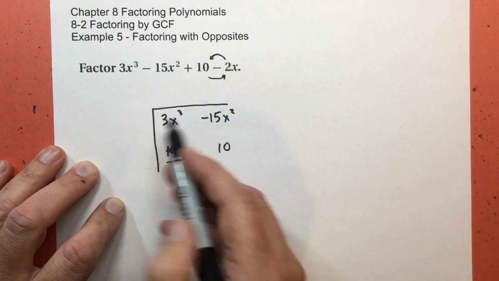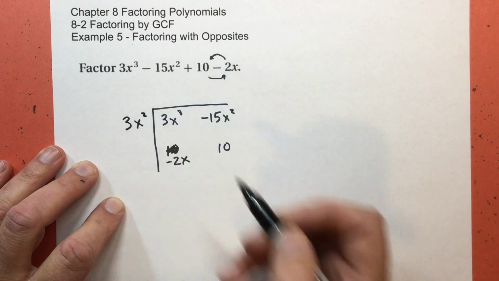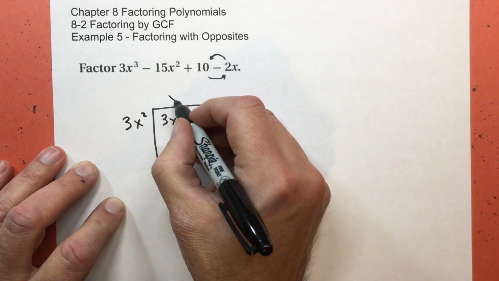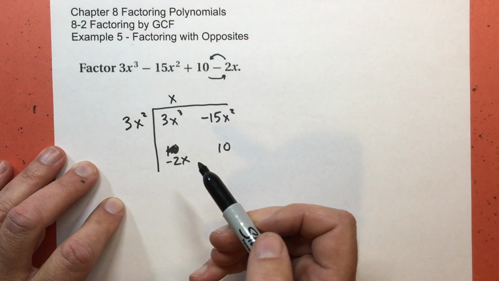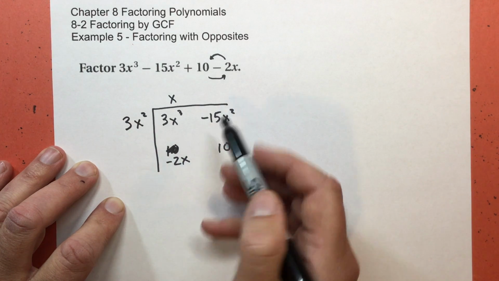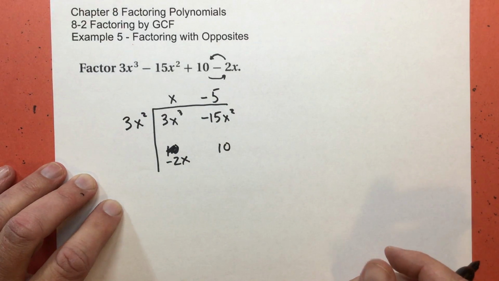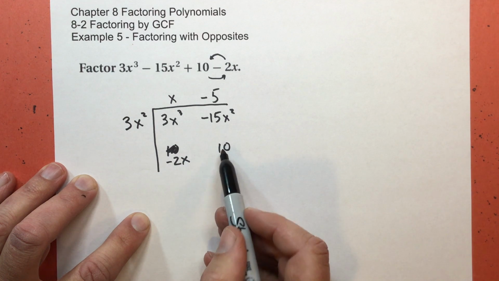So what do these two have in common? They both have a 3, and they both have x to the second power. What got left behind? The other x. 3x to the second power times another x is 3x to the third power. Over here, what got left behind? Negative 5.